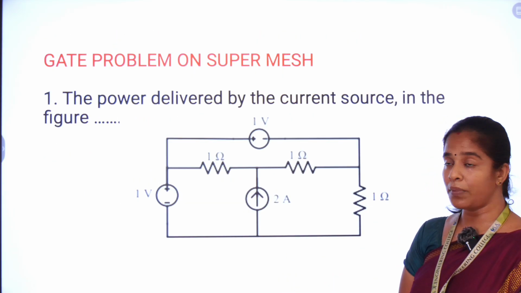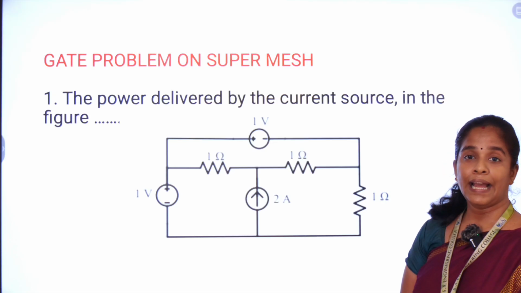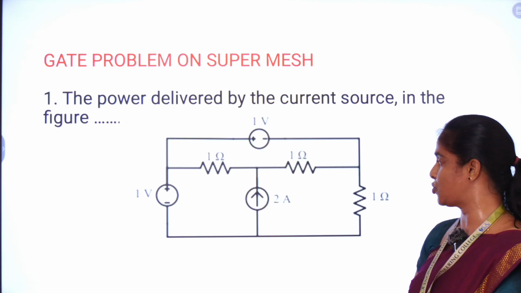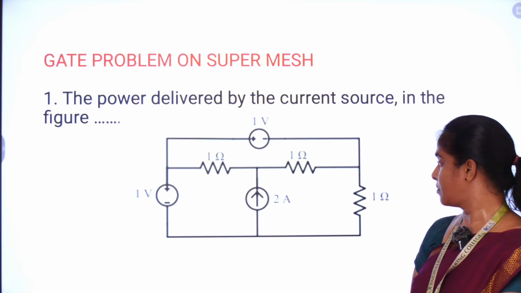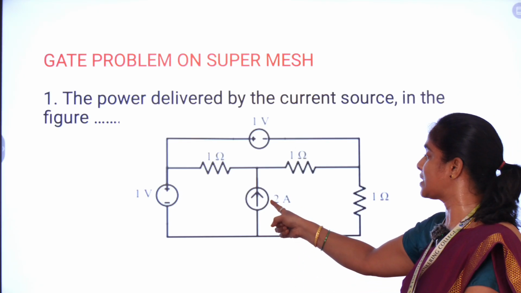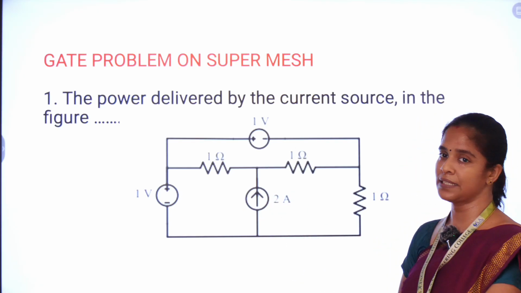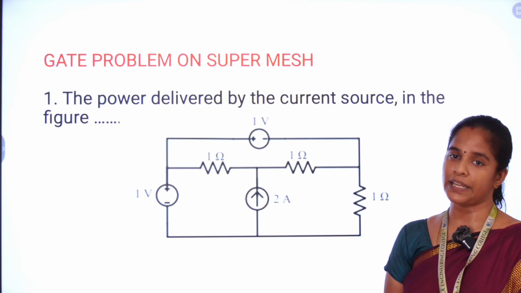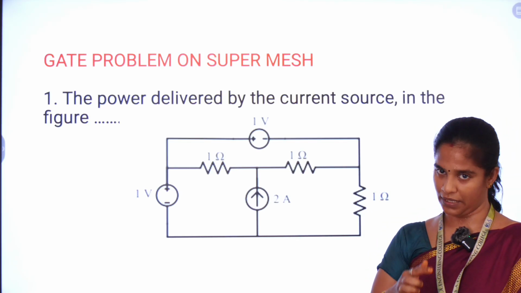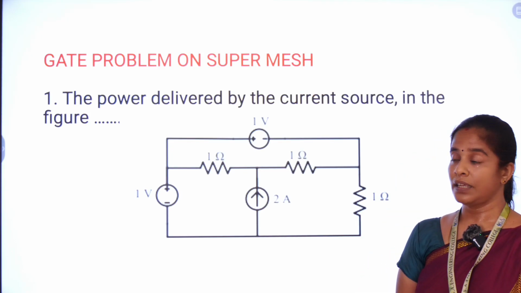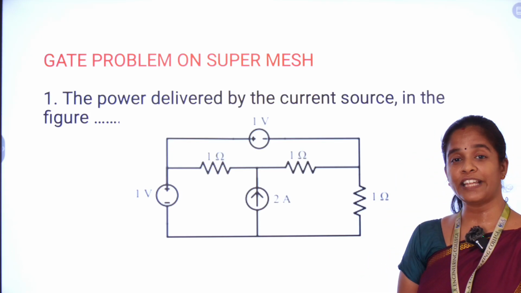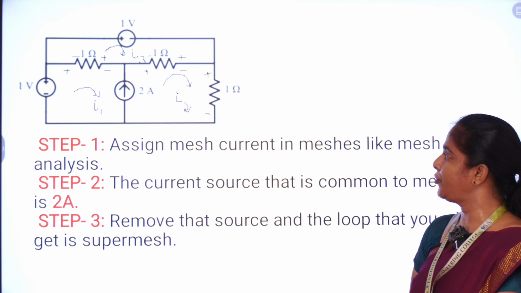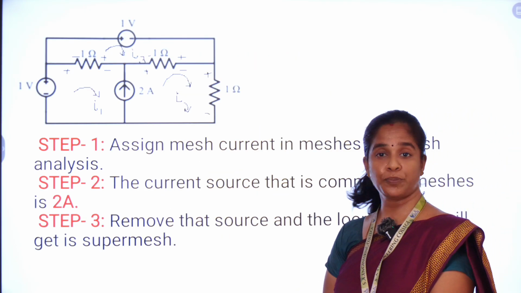And this is the GATE problem I have chosen on supermesh. The question here is, what is the power delivered by the current source, 2 amps? As the current source is common to these 2 meshes, this is the special case supermesh. Mesh analysis generally uses only KVL, voltage law, whereas supermesh is going to use both KVL and KCL. So we are going to analyze this supermesh problem.